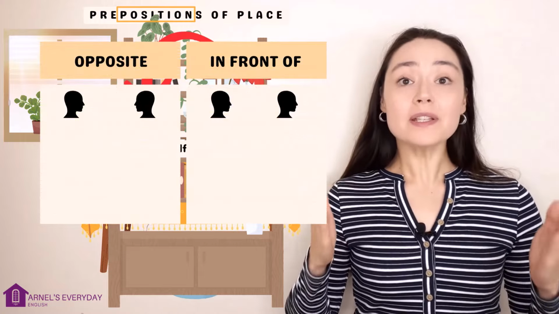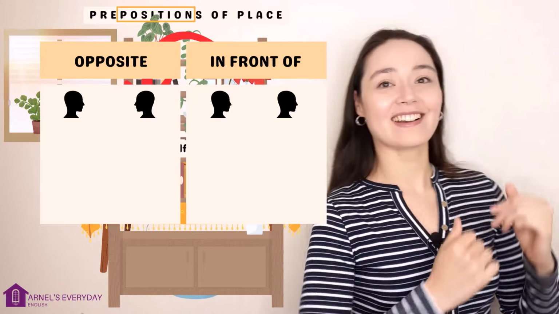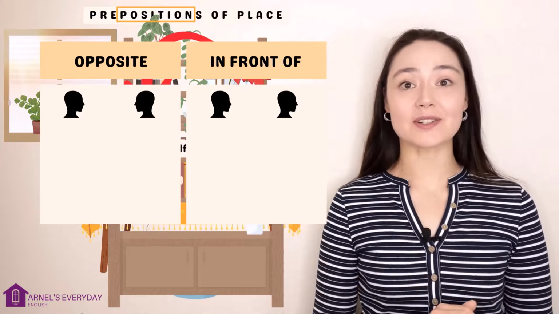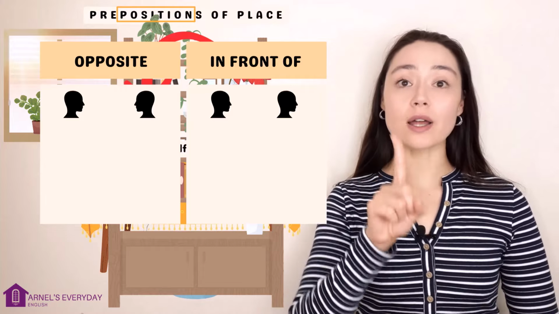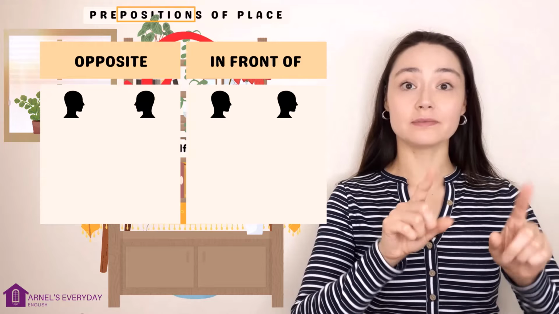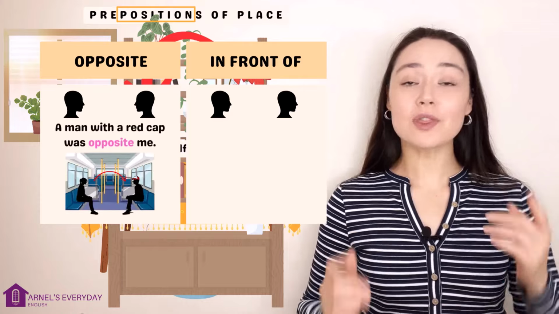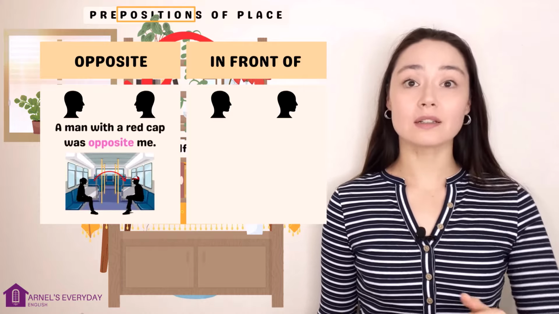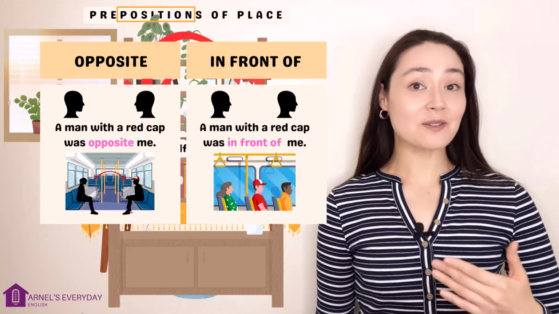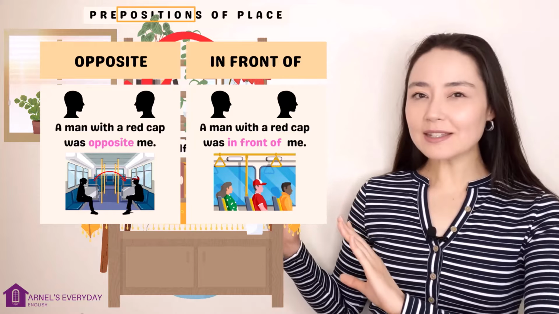Opposite means two things are facing each other, like in the picture. In front of means one and then the other. A man with a red cap was opposite me. A man with a red cap was in front of me. Can you see the difference here?